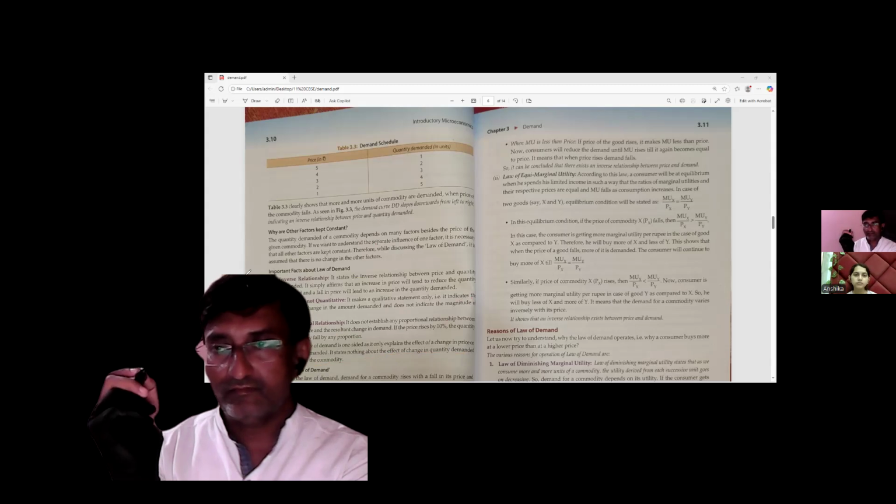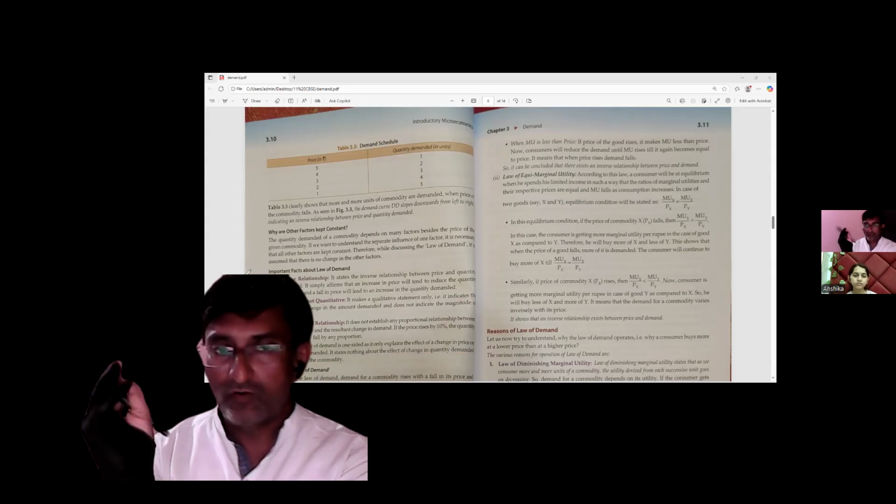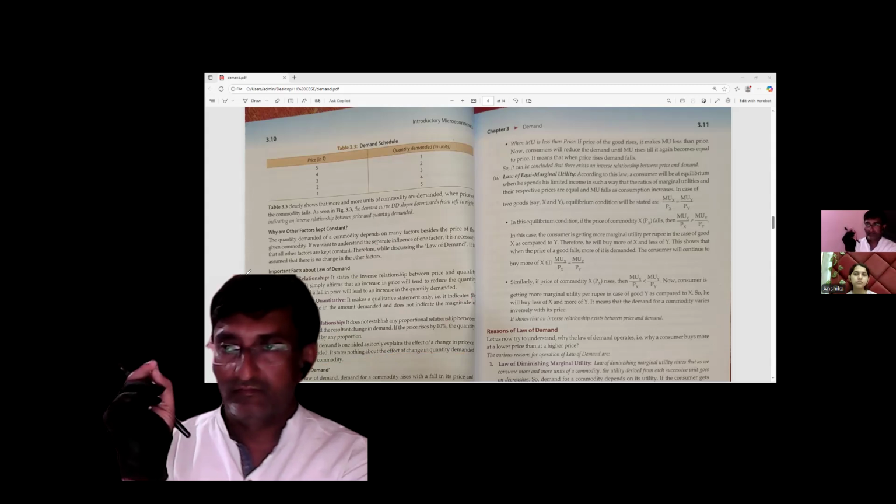Maybe in the examination, this question will be asked like this: what is the meaning of law of demand, and explain its important features? Or what is the meaning of law of demand and what are the factors affecting demand? Right? So you need to keep in mind these points only.